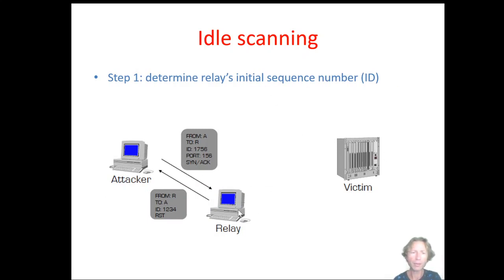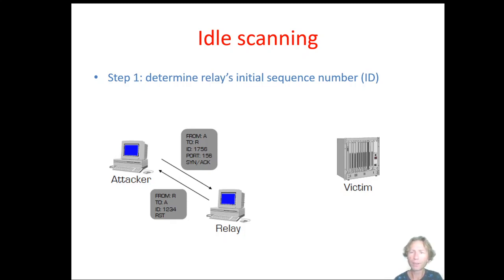Okay, so let's have a look at what this looks like in practice. So we have a victim here, a relay here, and an attacker from outside. What the attacker is going to do is first send a packet to the relay with a SYN and ACK flag set. So it's a packet that doesn't set up a connection. It's confusing the relay, and the relay is simply going to respond with a reset segment. Now, what purpose does that serve? Nothing really, except that it gives us the IP ID of the relay.